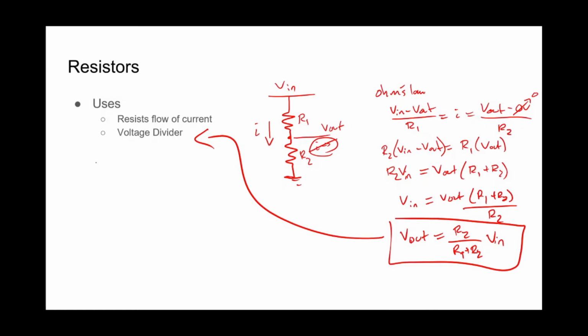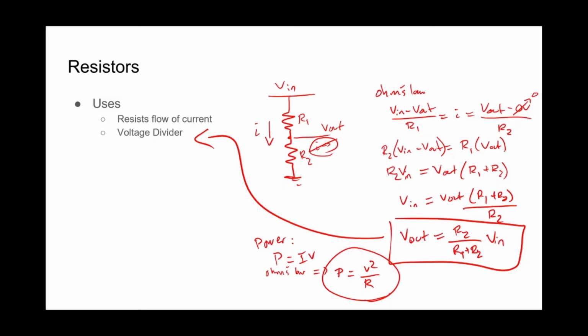If you remember from our last lecture, the power law is P equals I times V. So in this case, if we want to simplify using Ohm's law, we know that power equals V squared over R. All right, so any voltage that we want to drop over resistor 1 is going to be equal to this.